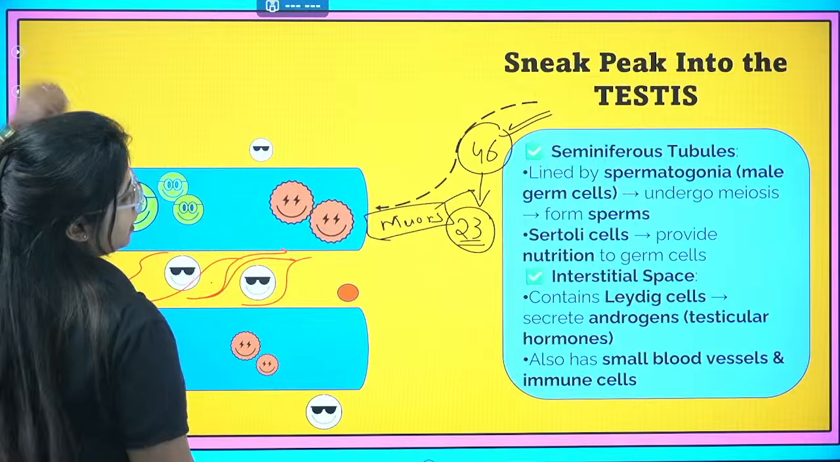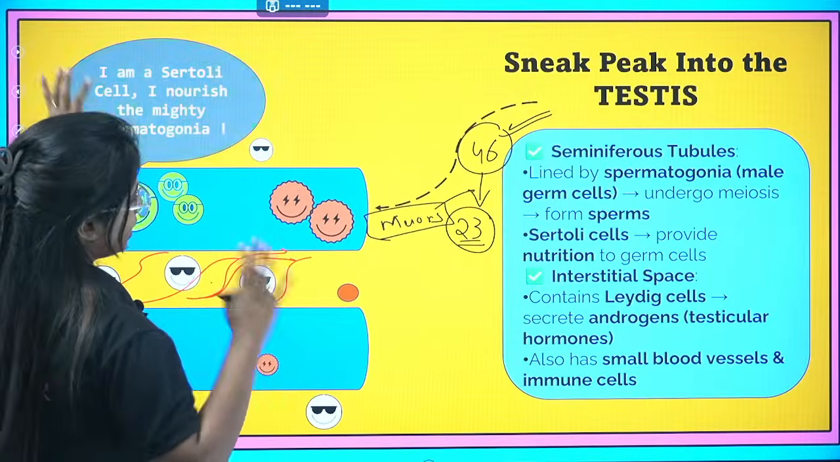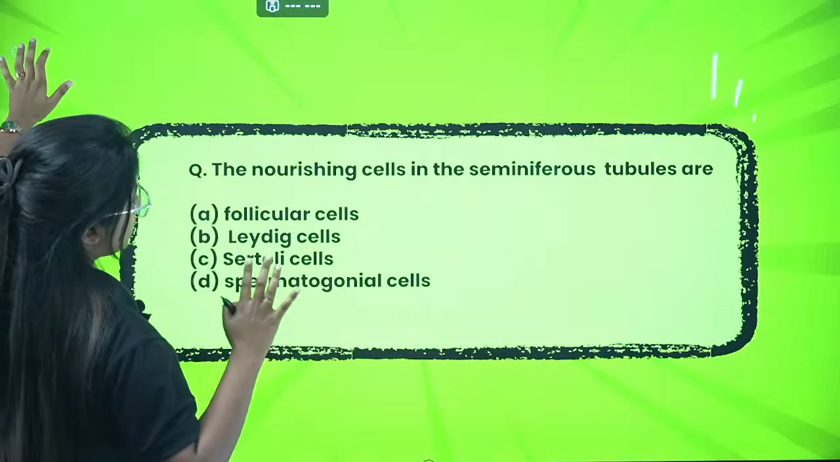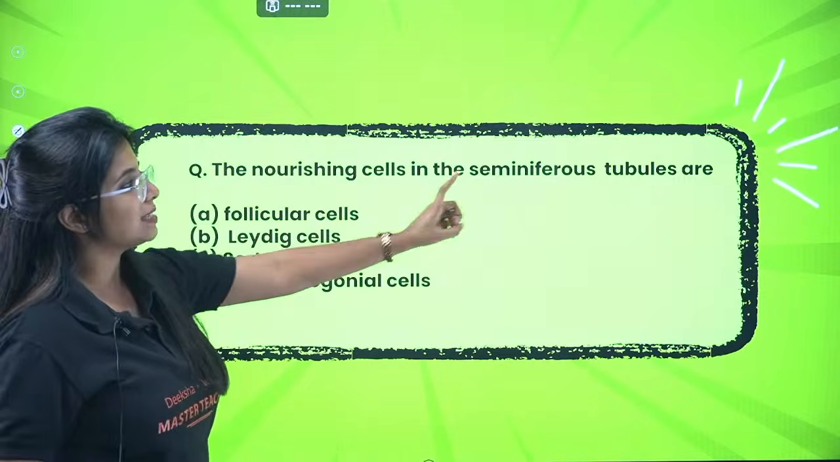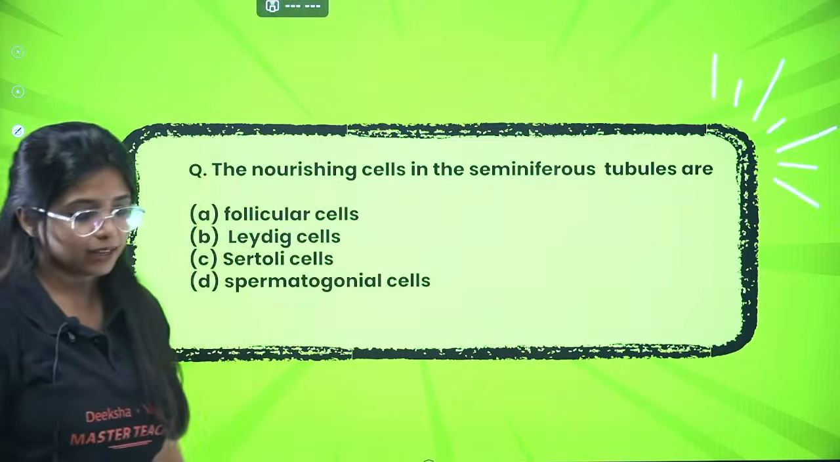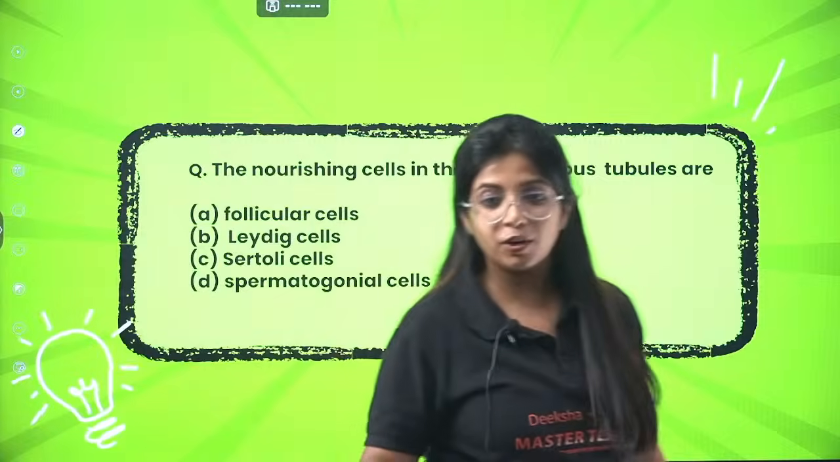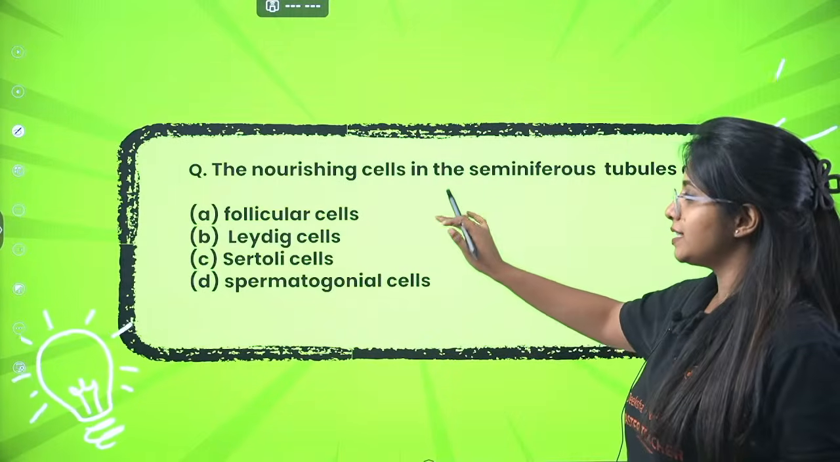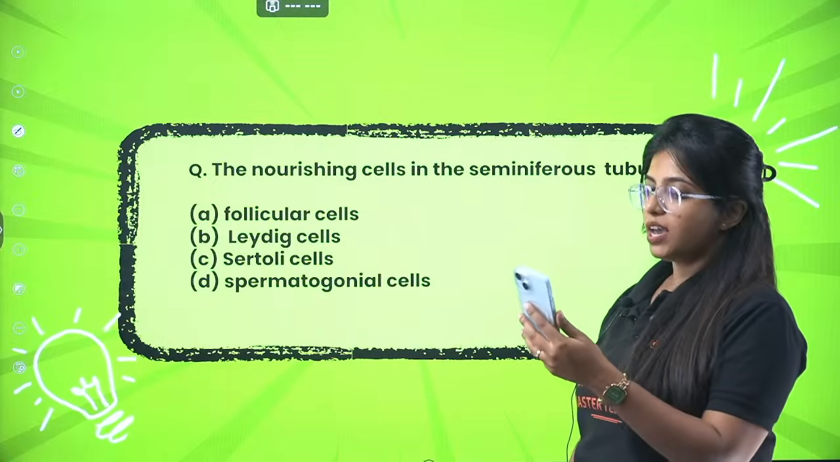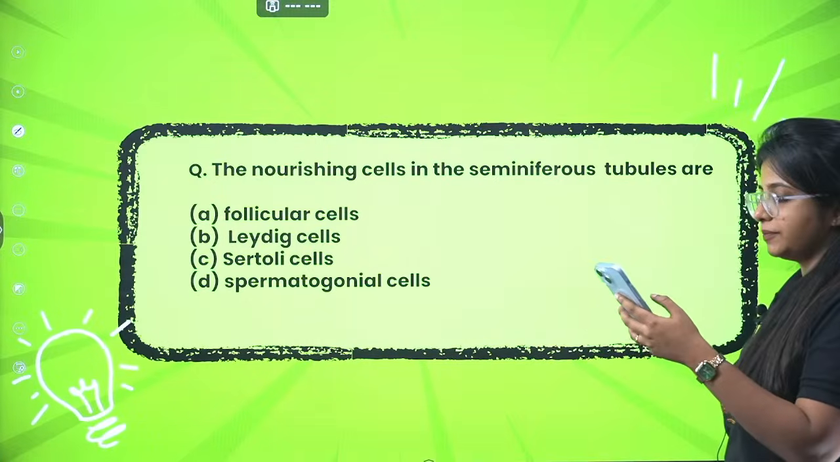Okay, let's go. So that's about your testis, and I think we have discussed everything about it. And now it's time for a quick question. The nourishing cells in the seminiferous tubules are: A. Follicular cells, B. Leydig cells, C. Sertoli cells, and D. Spermatogonial cells. What do you think is the answer for this question?